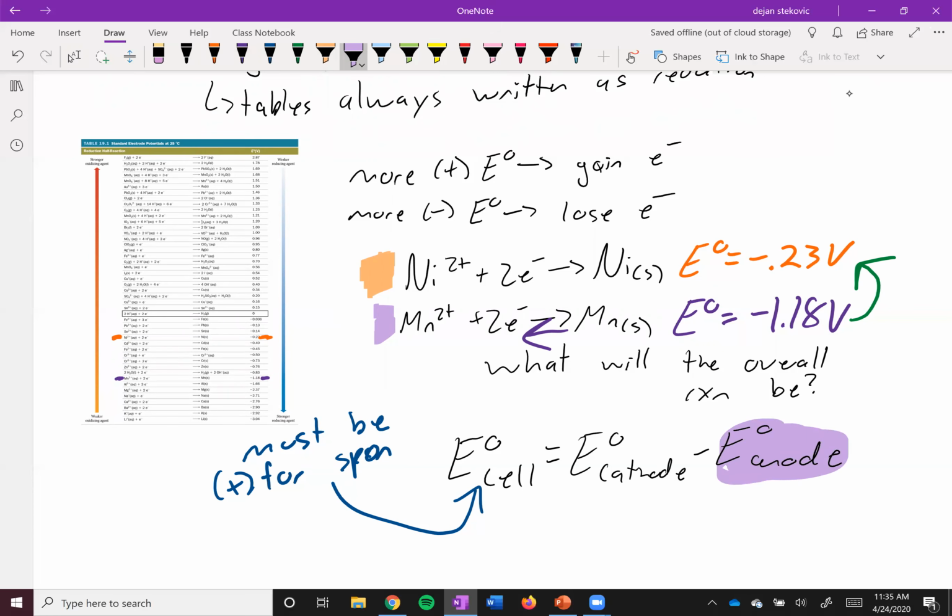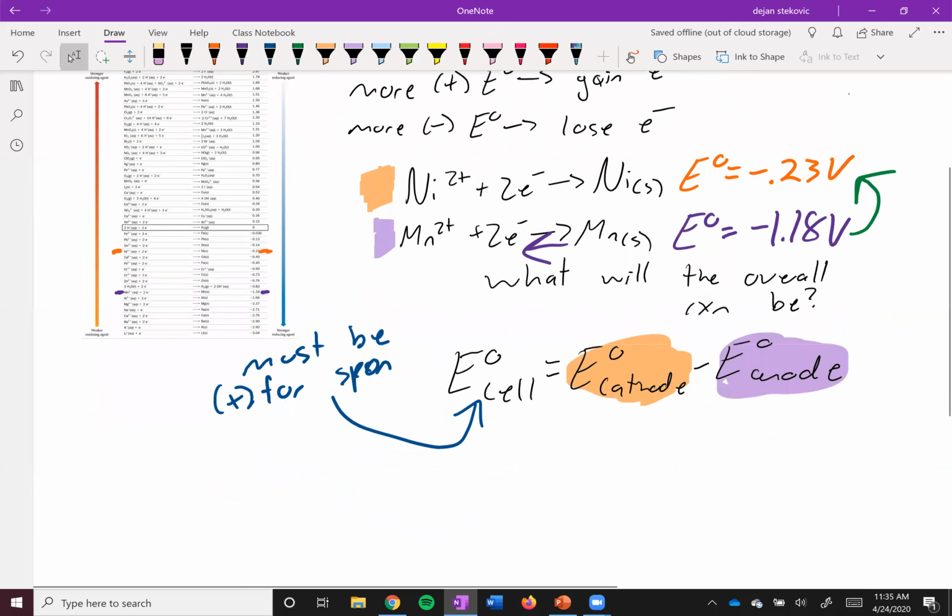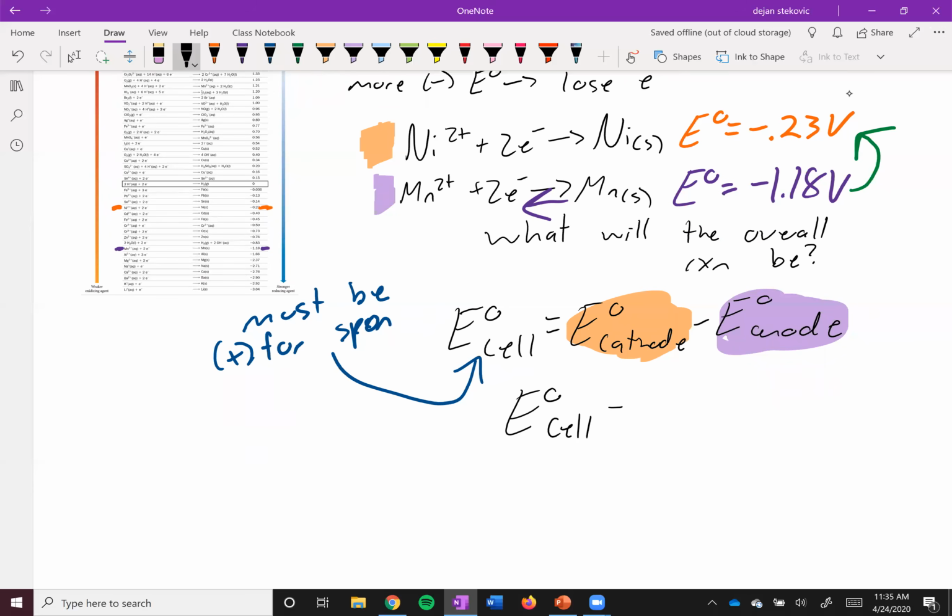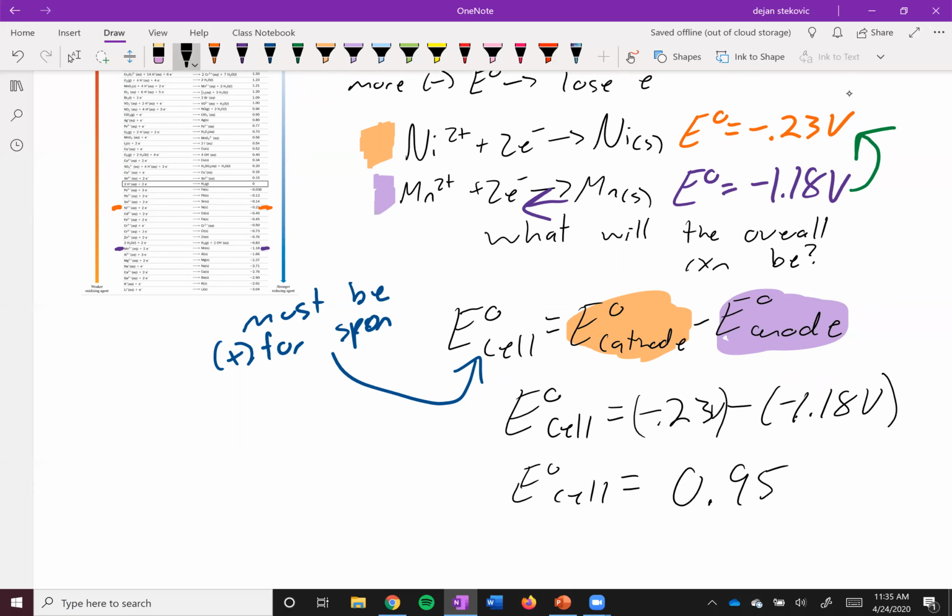So we're going to plug this number into the anode, and then the nickel is going to gain electrons, so it's being reduced. That's the cathode. So that goes over here, and then you just plug in the numbers. Negative 0.23 minus a negative 1.18. And if you do the math there, it's 0.95 volts, right? A positive number, since two negatives cancel each other out to a positive.